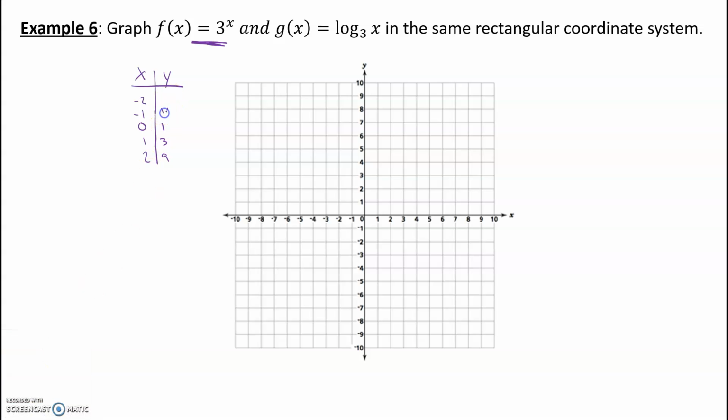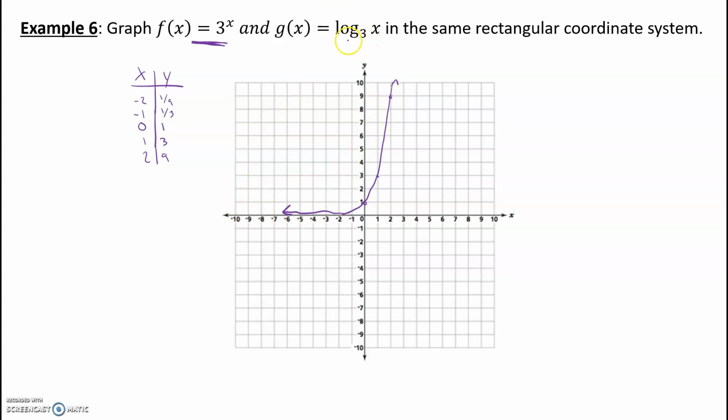And 3 to the -2 is 1/9. And we graphed yesterday 1, 3, 2, 9. And remember our horizontal asymptote. This is really crooked, I'm sorry guys. But you should get really, really close to that horizontal asymptote of y equals 0, but never cross it. And you should definitely not be wiggly here like I am. So that's my 3 to the power of x.